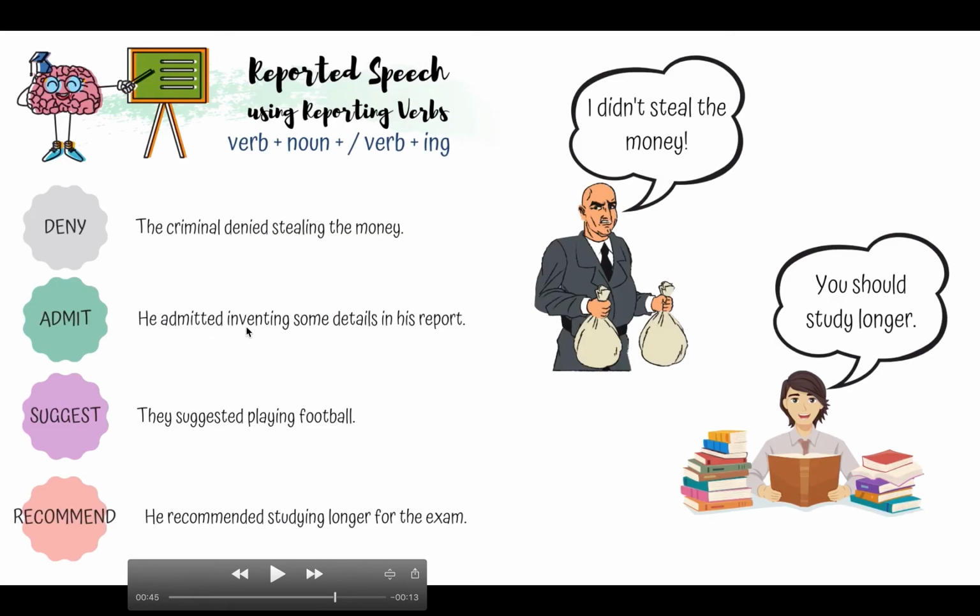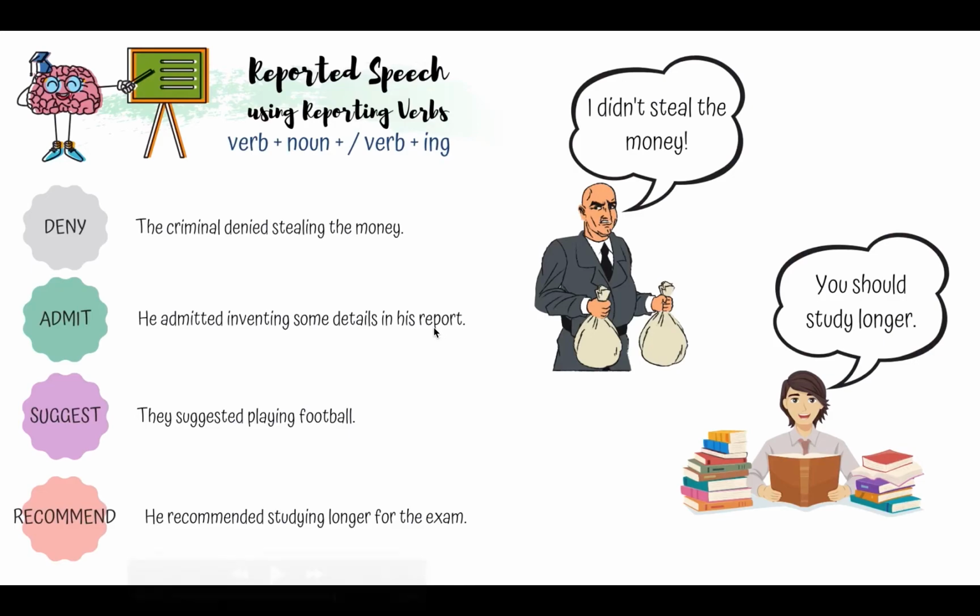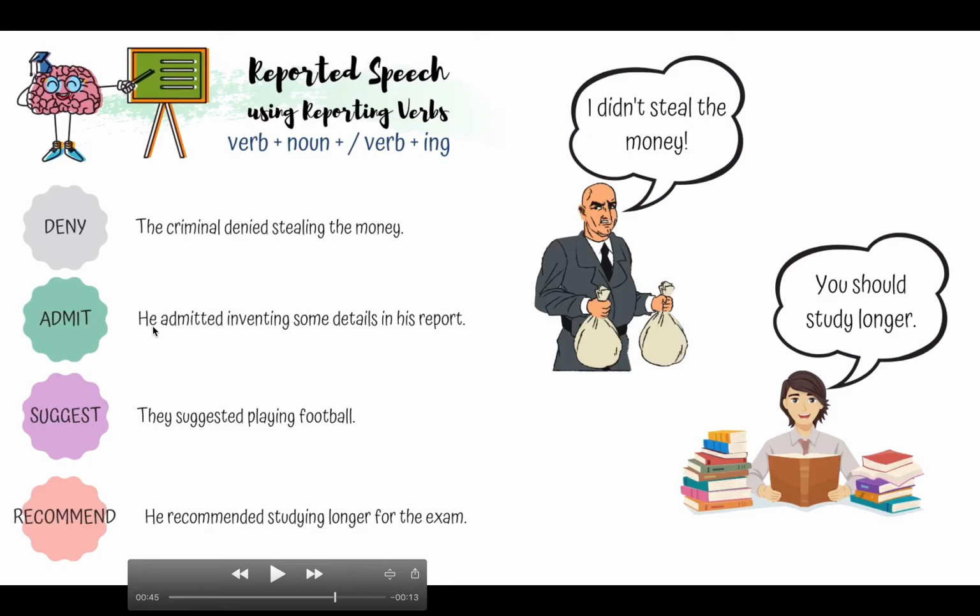He admitted inventing some details in his report. Okay, so again we have he admitted, our reporting verb, inventing, okay, which is our verb in the ing. Suggest, the same thing. They suggested playing football. All right. Suggest is our reporting verb plus the verb in ing.